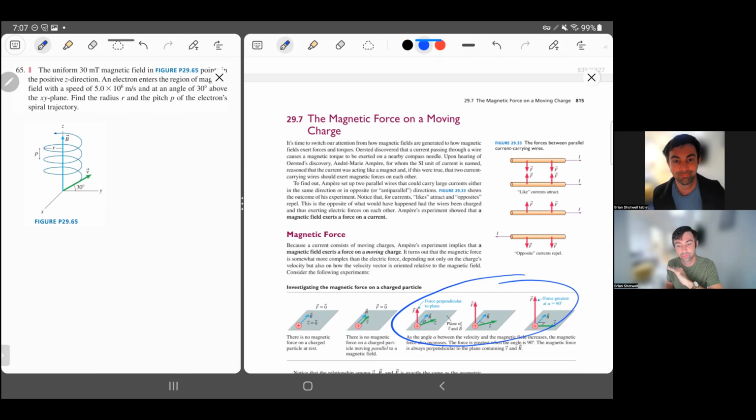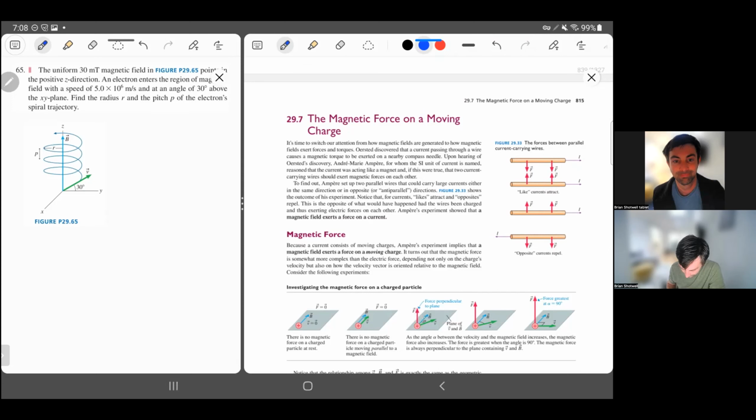So your book defines that plane and then draws the direction of the force for a positive charged particle. But we also see that a negative charged particle will have a force in the opposite direction for the same velocity and the same magnetic field. So you'll notice here that if a positive charge is moving in this direction and the magnetic field is in this direction, the force is in the direction of V cross B. So again, take your right hand, fingers towards the direction of V, curl them towards B, and your thumb is pointing in this normal direction, not the other one.